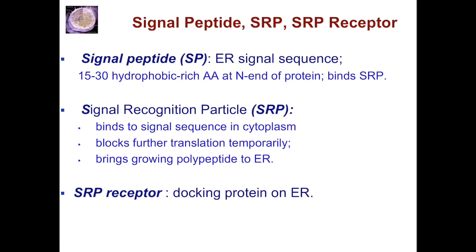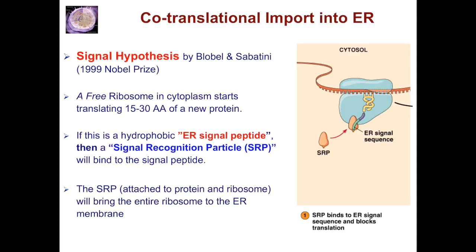So before I show you the pictures, there's a few definitions. There's something called the signal peptide. That is a signal sequence, about 15 to 30 hydrophobic amino acids at the front end of the protein. And there's a particle that binds to that called the signal recognition particle. It binds to the signal peptide, and it actually blocks the ribosomes from doing any more translation, and then it brings the ribosome to the dock. And the dock is actually an SRP receptor protein that is on the ER.